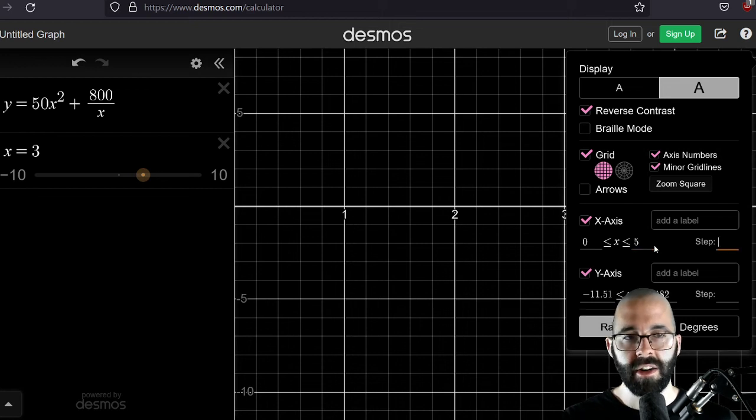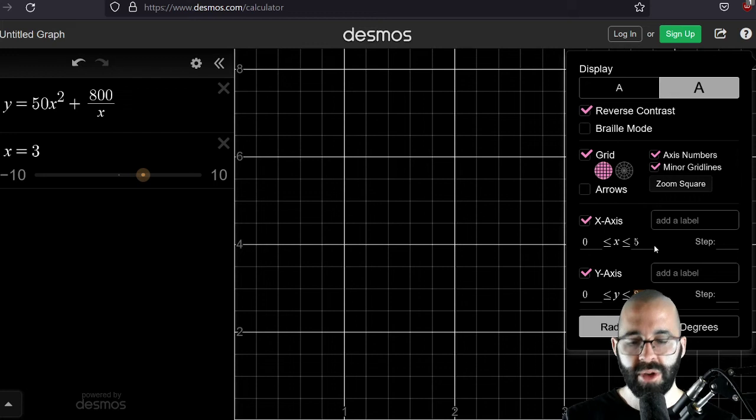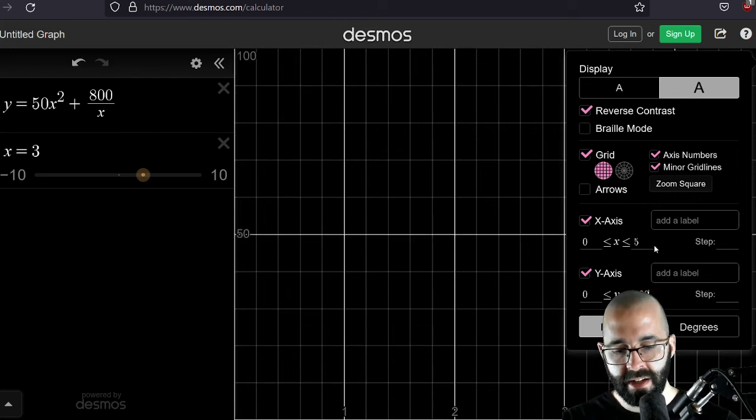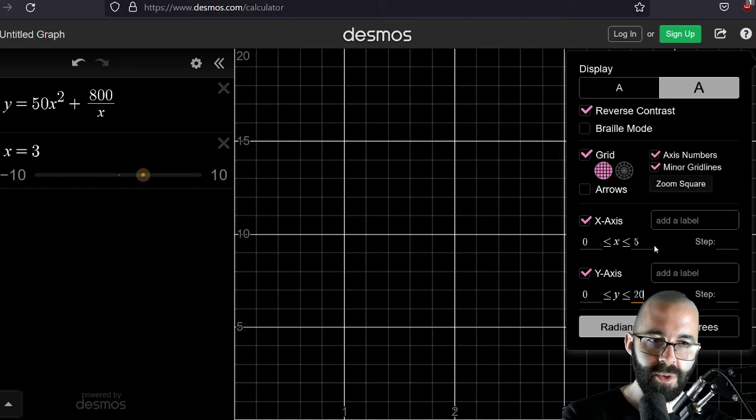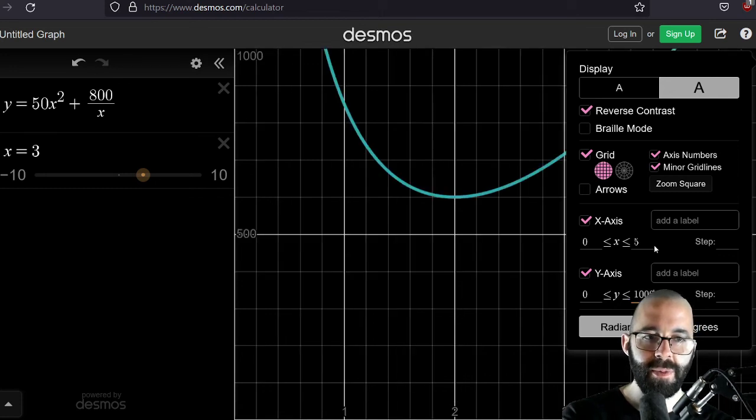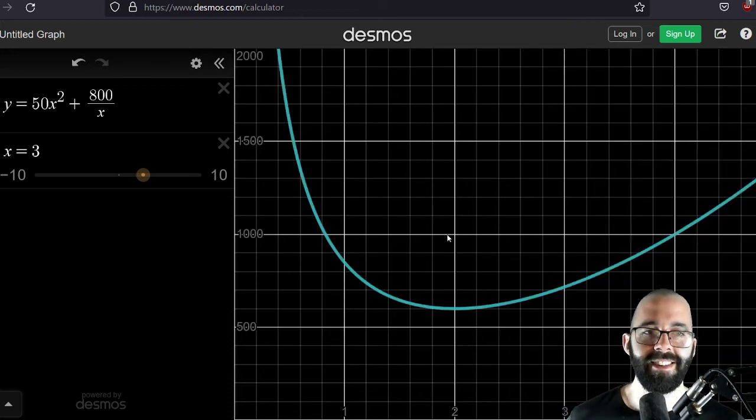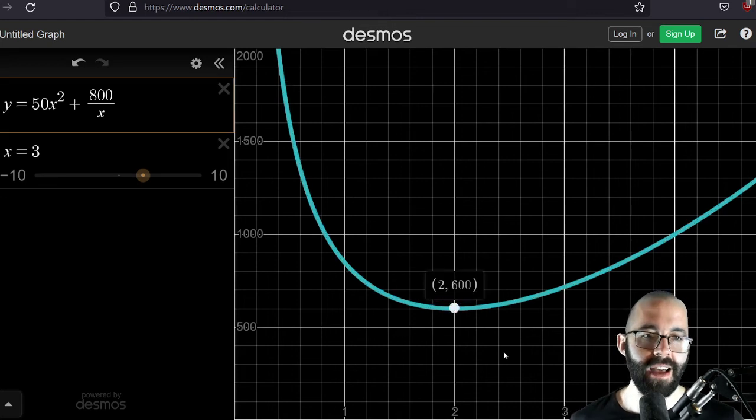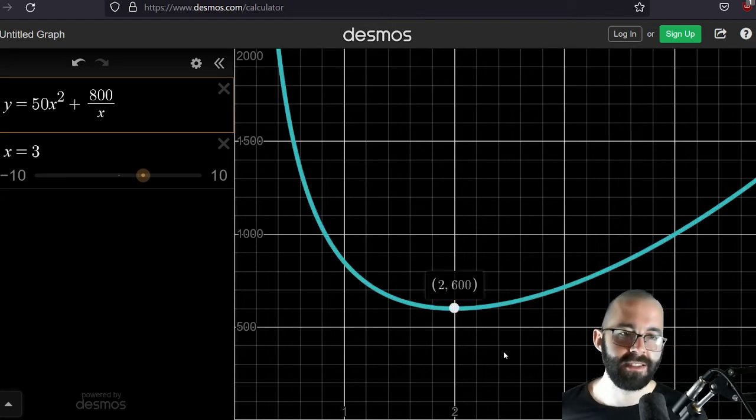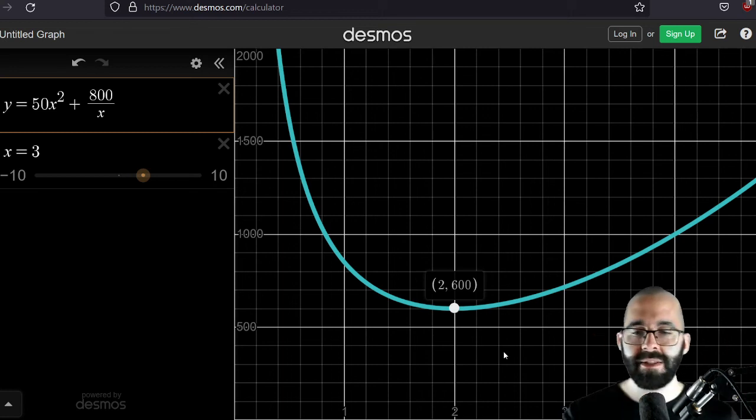And then y is our cost. Our cost in cents is probably going to be pretty big. We're in cents, so this might have to be a big number. It's more than $1, it's more than $2. How big does it have to be? Okay, so you can see the cost function in cents, and we have to find the minimum. So click on Desmos. It'll tell you that minimum, 600 cents, when x is equal to 2.